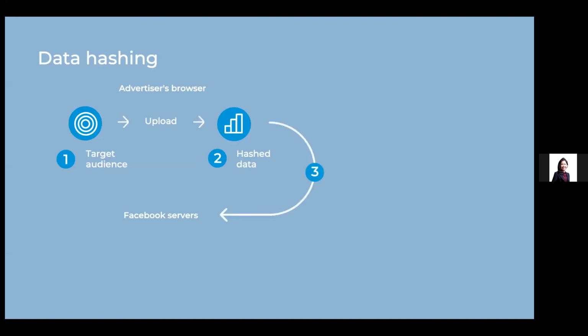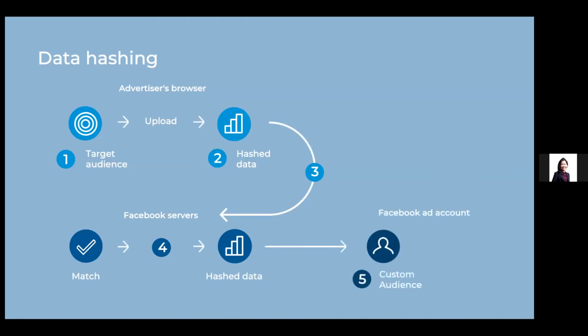After the data is hashed, it will be uploaded to Facebook, and Facebook will then match it against its data. The data will then be added to a custom audience, and the matched and unmatched hashes will then be deleted. So in a nutshell, this is really how it works, just to let you know that your data is secure and private. All right, just to recap what we've shared this session.